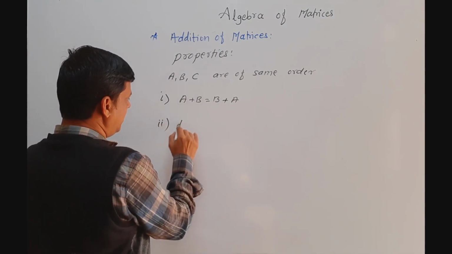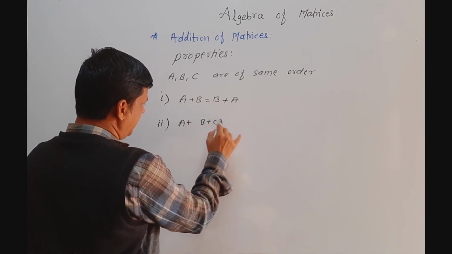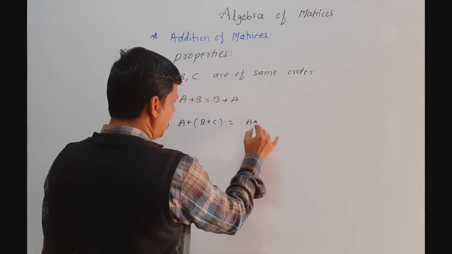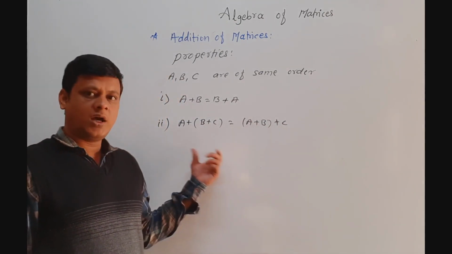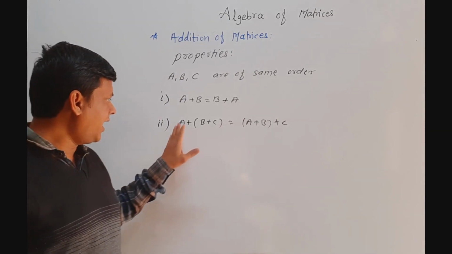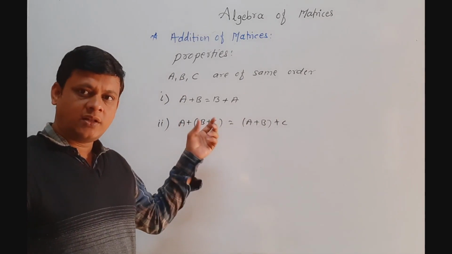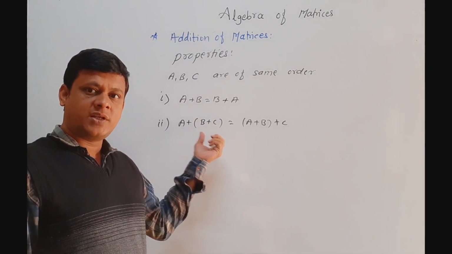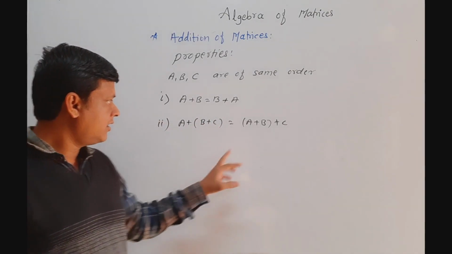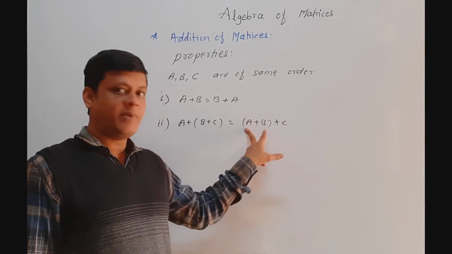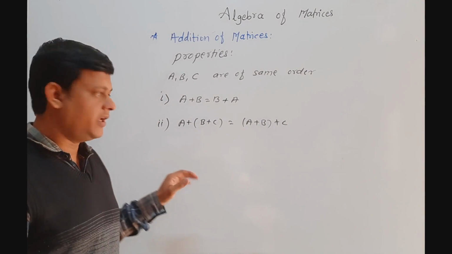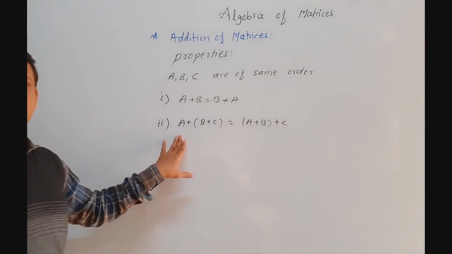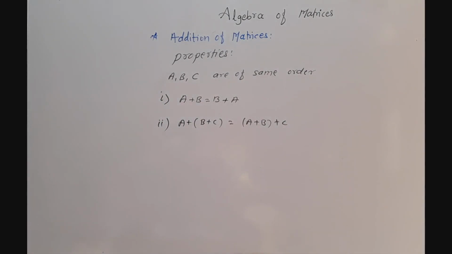Then second, A plus (B plus C) equals (A plus B) plus C. So this property we call associative property. We can add matrix B with matrix C, then this matrix B plus C we add with matrix A, or if we add matrix A with matrix B and this matrix we add with matrix C, we get the same matrix. So this property we call associative property. That means matrix addition is associative.